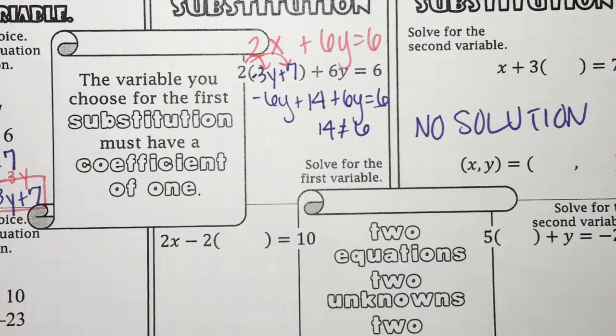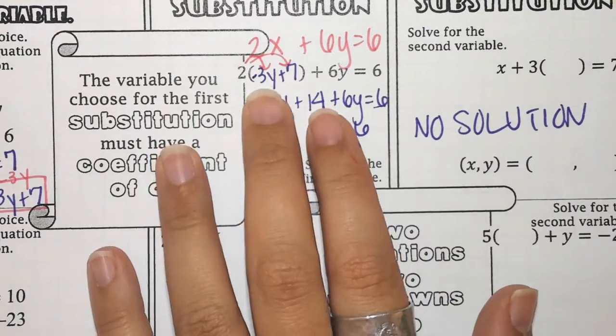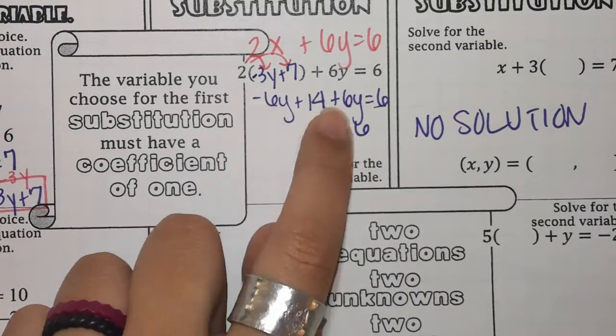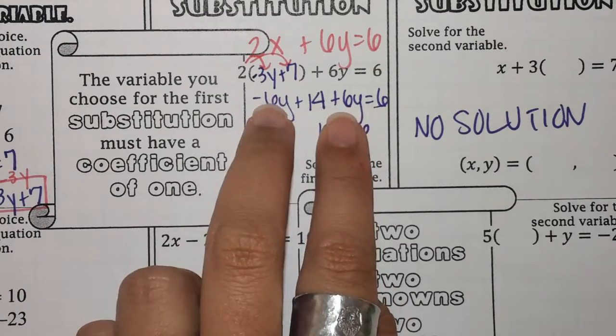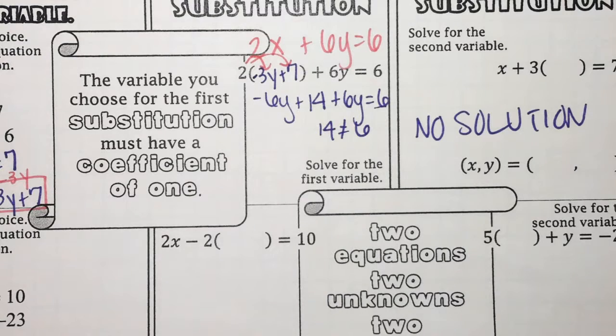Okay, so now let's talk about what would happen if this wasn't a bad problem. If, say, we had negative 6y plus 7y. What would we do from right here? We'd combine like terms. We'd add them together, right? And then we'd solve for y. Once we figured out what y is, what would we do?